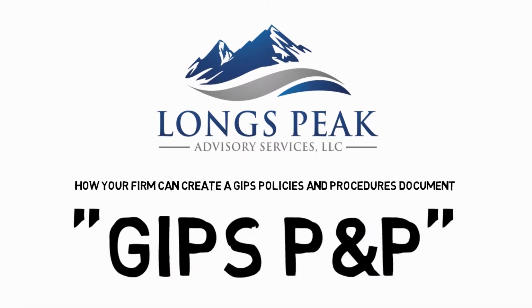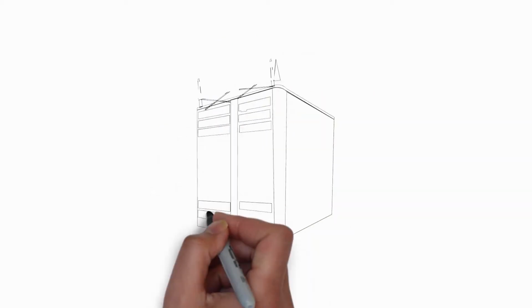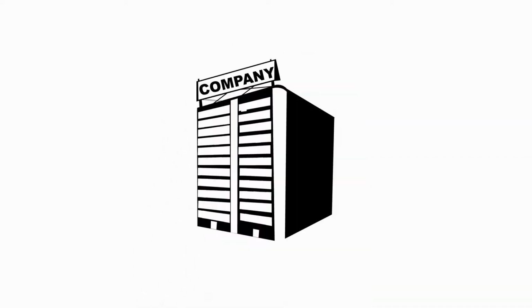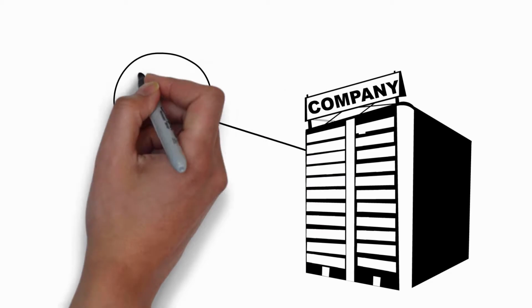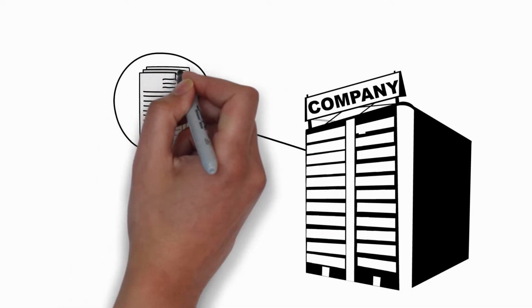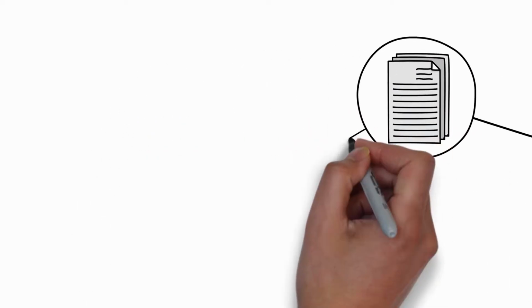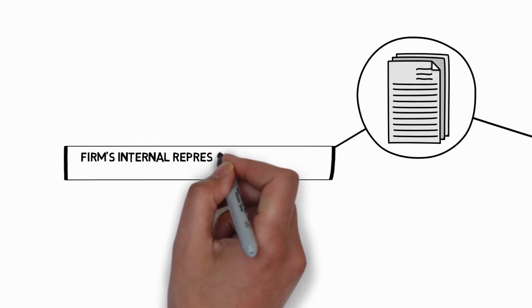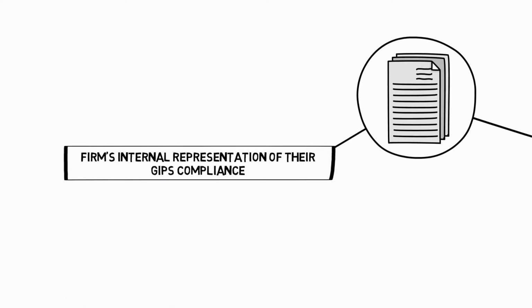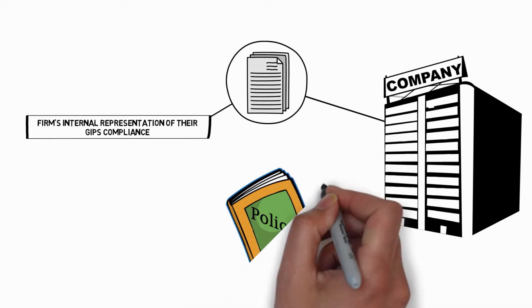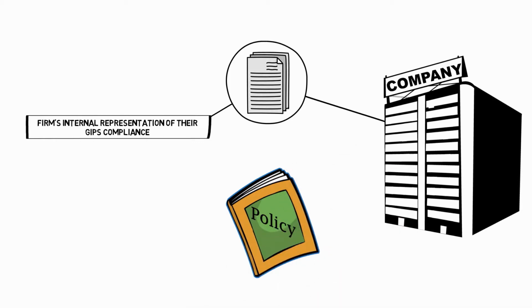As discussed in part 1 of this two-part series, GIPS-compliant firms are required to document how they comply with the GIPS requirements, as well as any recommendations that the firm chooses to follow. This document acts as the firm's internal representation of their GIPS compliance, and is intended to state the firm's policies and describe the procedures the firm follows to maintain compliance.